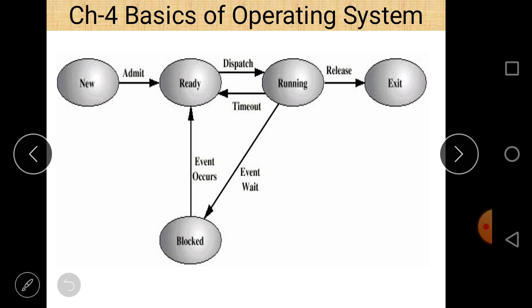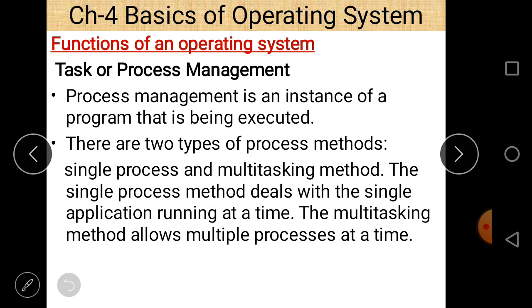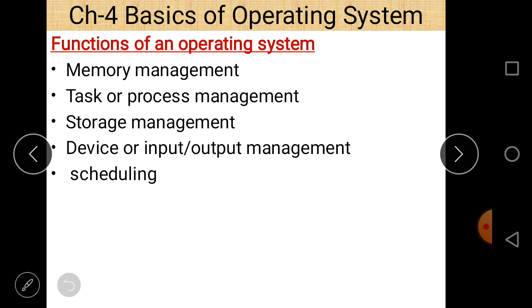So these are the different functions of an operating system. It is a very important question and is asked in many types of examinations: what are the different functions of an operating system? So let us take a quick review first. Memory management means all the operations regarding memory, and how memory can be accessed.